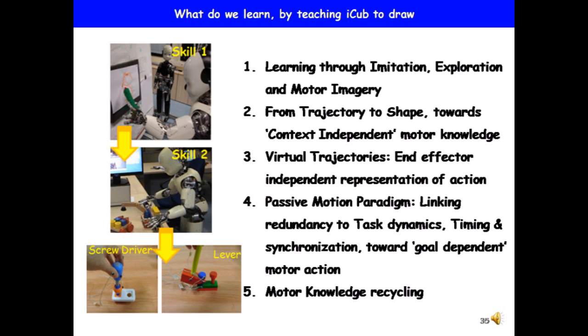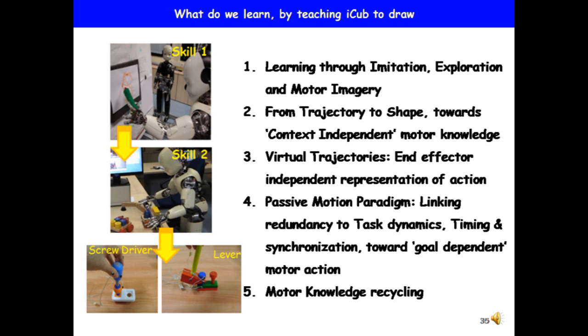What we suggested was that if we want to recycle the knowledge of movement across skills, we need to go beyond trajectory formation, or we need to move from trajectory to shape, or towards context independent motor knowledge. The virtual trajectory generation system basically is an end effector independent representation of action. You couple the virtual trajectory to the appropriate end effector, which is defined in the concrete motor goal. You can generate the motor action using PMP.